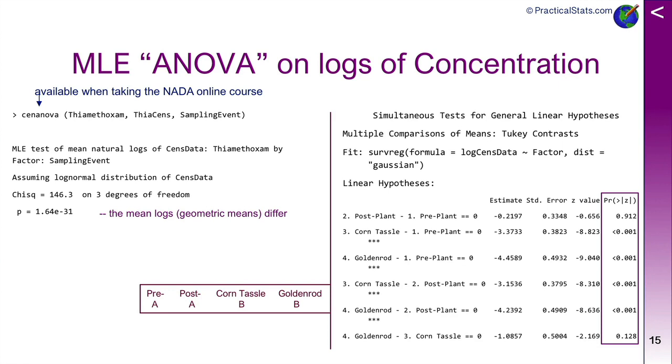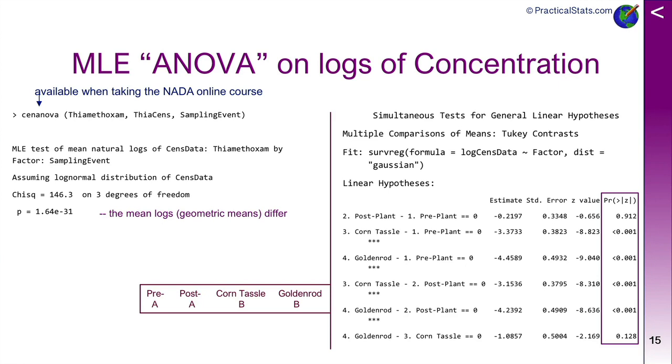So the senANOVA procedure, if you look at the output there, it says that the MLE test of the mean of the natural logs of the data, and the SENS data here is thiamethoxam, is split by the factor, which is sampling event. It assumes a log normal. In this case, you can change the command and say log equals false, I believe it is, or something like that, and you do it on the original data.